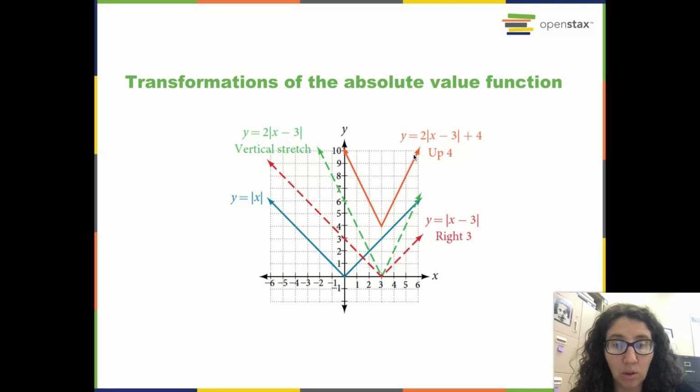Okay, and now, lastly, if we wanted to get to this orange function here, we shift it up by 4, right? We move that point up by 4, and that would be the equation for our transformed absolute value function. It's been shifted to the right by 3, vertically stretched by 2, and vertically shifted up by 4.